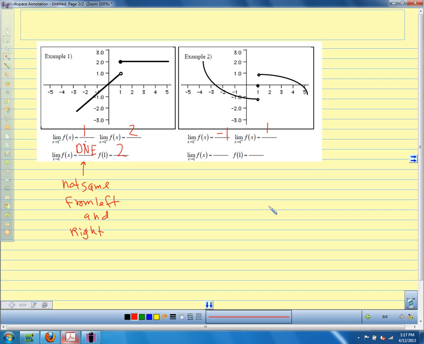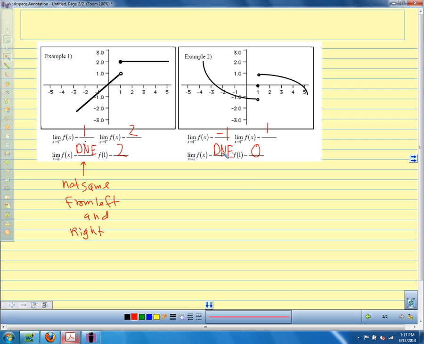What does the graph tell us the function equals at 1? Where's our closed dot? Y equals 0. Oops, that's not our limit, that's our function value. So what's our limit? Guys, what's our limit as x approaches 1? Does not exist.